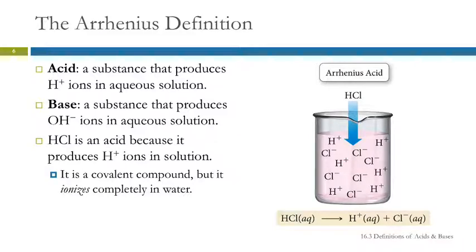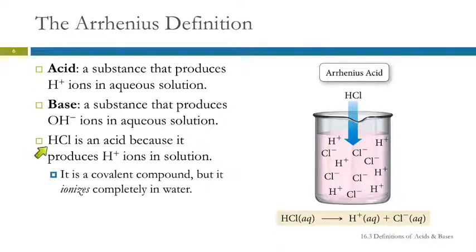So now we get into definitions of acids and bases. The Arrhenius definition is the first one that we're going to talk about. The Arrhenius definition defines an acid as a substance that produces hydrogen ions in aqueous solution. And the definition of a base: a substance that produces hydroxide ions in aqueous solutions. And whether you recognize the name or not, this is probably the most familiar definition of acid and base.